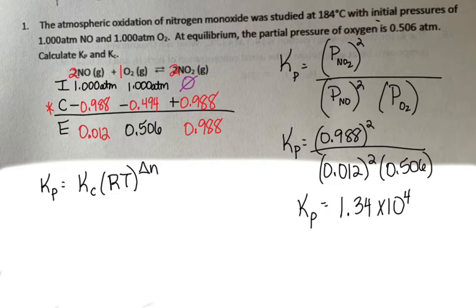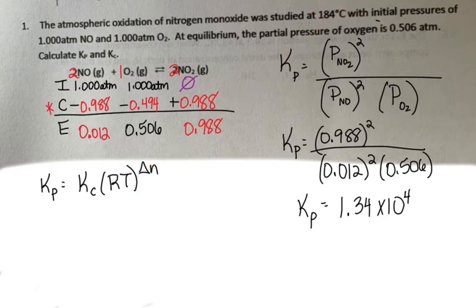So the Kp is this number, 1.34 times 10 to the 4. The Kc is what we're solving for. R is the ideal gas constant, which we learned when we dealt with gases, 0.0821 liter atmosphere per mole Kelvin. T is the temperature. I have to put that in Kelvin. It's in the problem, 184 degrees Celsius, and I'll convert that to Kelvin.